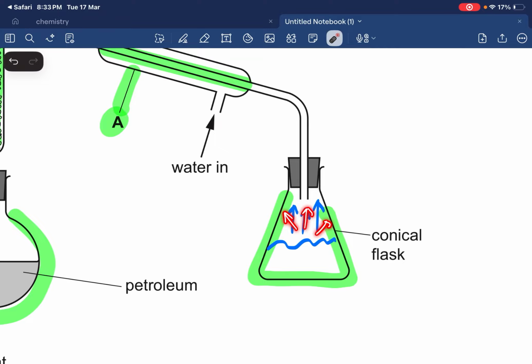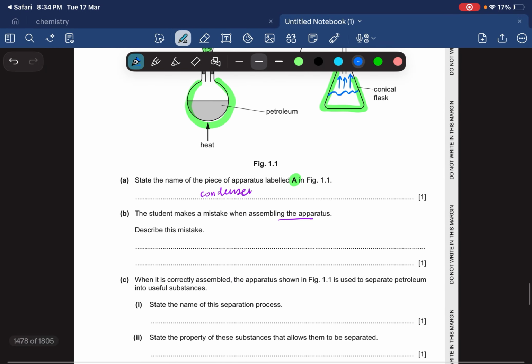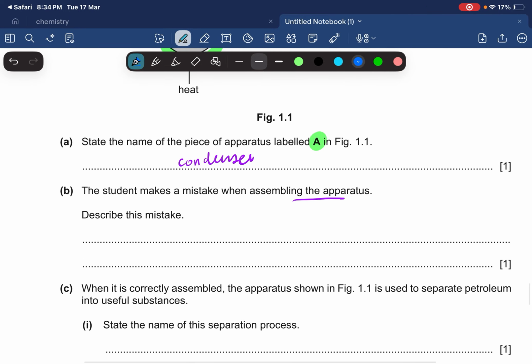If this pressure builds up, what is going to happen? The conical flask is going to burst and shatter into pieces. So you can't have it sealed. That's the problem. The mistake is the bung that's attached to the conical flask. You've got to fix it.